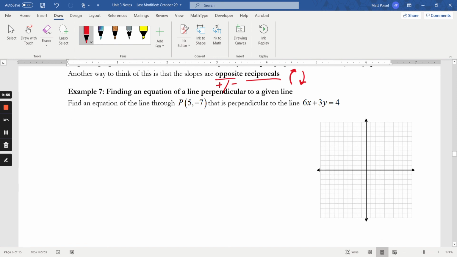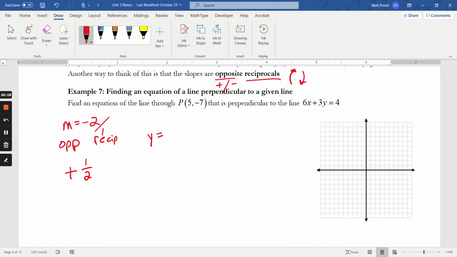This is actually the same information from the previous question. So I knew my slope up here was -2. But then when I go to do the opposite reciprocal, I'm going to switch it so I know it's going to be a positive, and then I'm going to do my reciprocal. Now remember, -2 is really 2 over 1, so when I flip it, I get 1/2.